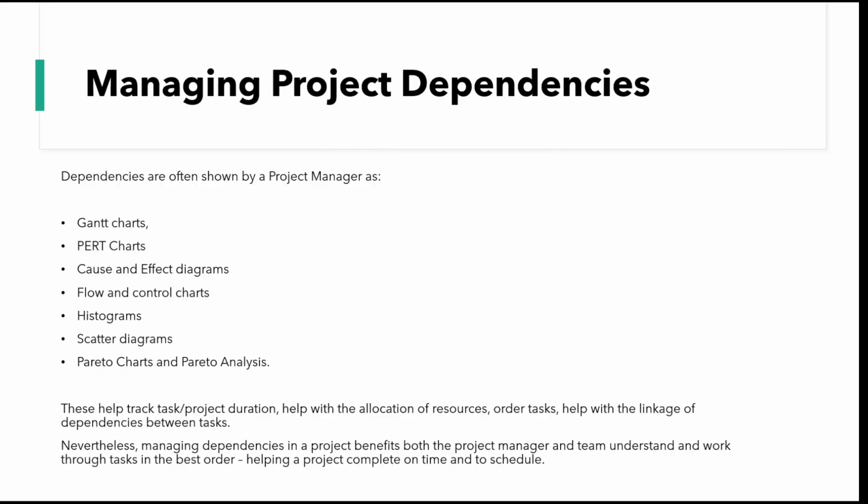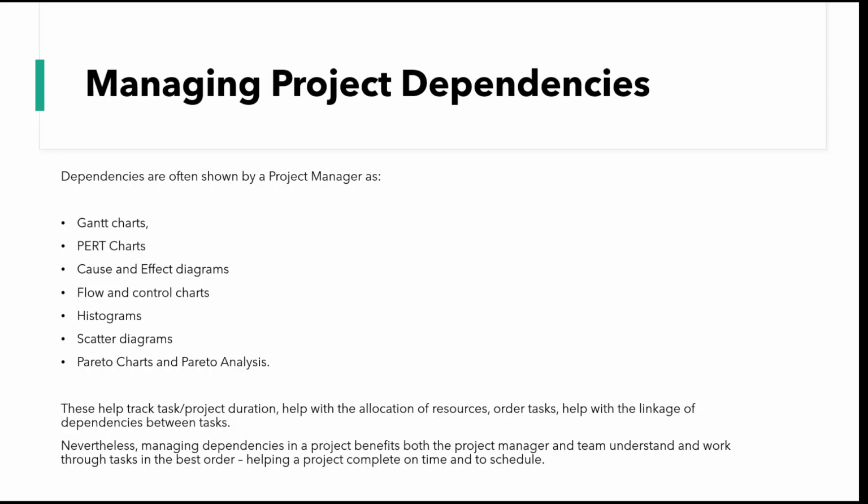Now, before we finish up, let's just look at ways that project managers typically manage their dependencies. Well, they're often shown in various different graphs and ways, and the main ones are Gantt charts, PERT charts, cause and effect diagrams, flow and control charts, histograms, scatter diagrams, and Pareto charts and Pareto analysis. Now, some of these may be used, all of them may be used. It's up to the project manager to plan accordingly.